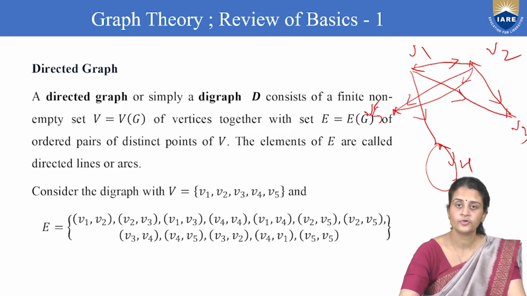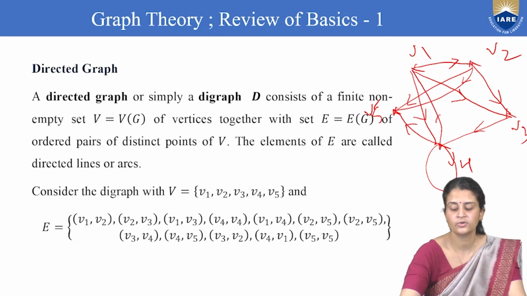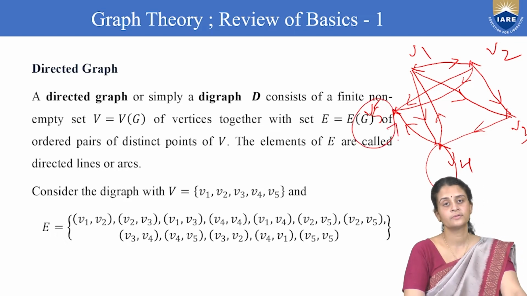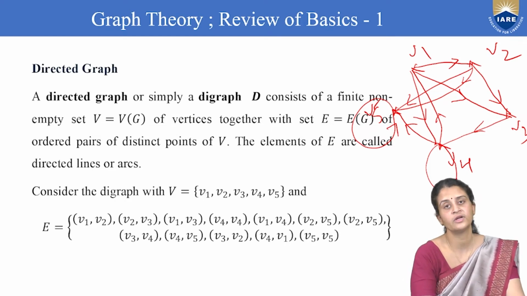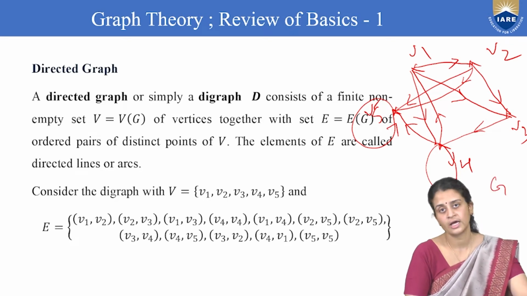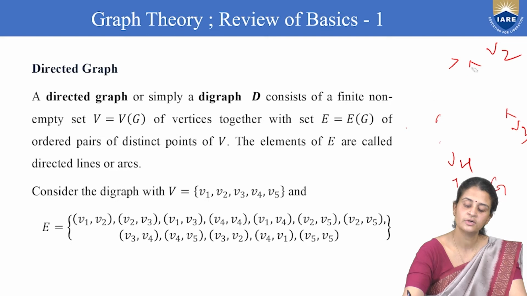Then V3 is joined to V4. Then V4 is joined to V5. Then V4 is joined to V1. First we had V1 to V4, but here we have V4 to V1 and the arrow goes in the opposite direction. Then V5 is joined to itself like that. So it is the directed graph of the given vertices V1, V2, V3, V4 and the given edge set. I hope you got the idea about this directed graph and have no confusion in it. Thank you. Now we will move to more things on directed graphs.